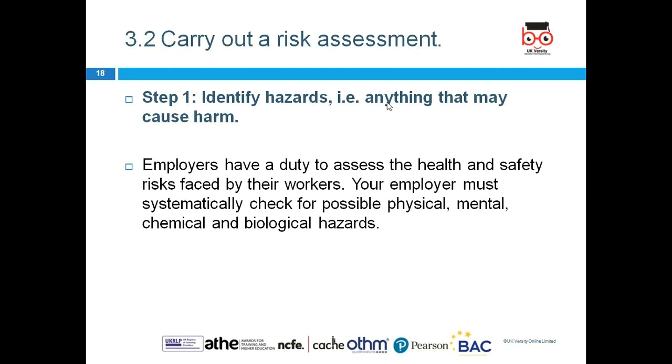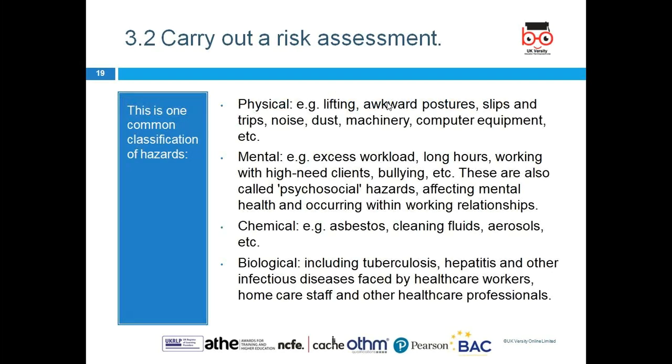So step 1, identify hazards, so anything that might cause harm. Any employer has a duty to assess the health and safety risks that their workers might have, and they need to systematically check for any possible physical, mental, chemical, and biological hazards. A common one is physical, so lifting, any postures. If somebody's used to slouching when they're sitting down, maybe get them a chair that keeps them up straight. Slipping and tripping, noise.